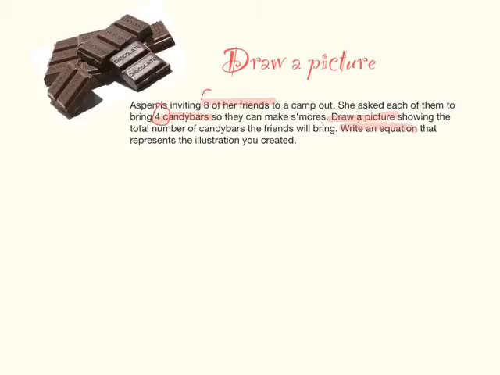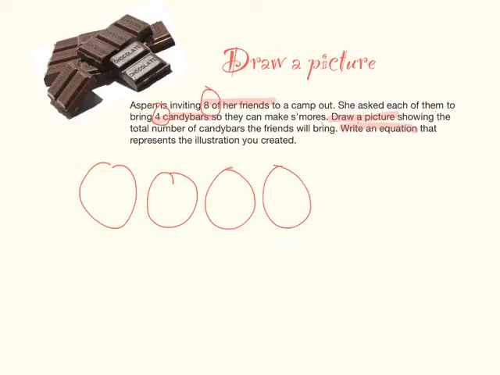So we have 8 friends. I'm going to draw a circle for each friend. 1, 2, 3, 4, 5, 6, 7, 8. The candy bars I'm going to represent with tally marks. So 1, 2, 3, 4. 1, 2, 3, 4.